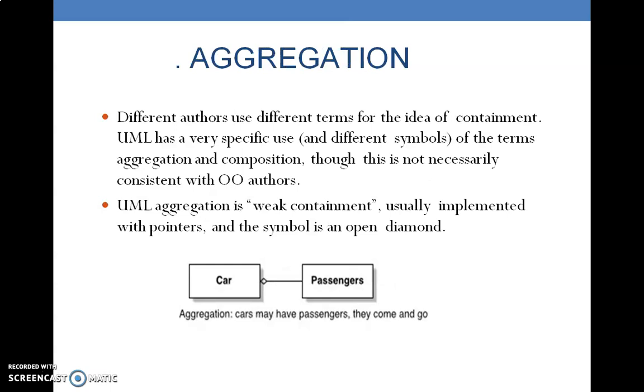Next one, aggregation. Aggregation is an idea of containment. In UML, aggregation usually comes under weak containment. It is not a strong containment. For example, if you take a taxi, the passengers will come and go. So many passengers will come and go; a particular person will not be engaged. The driver will be engaged. The driver is the strong containment. The passenger is the weak containment.